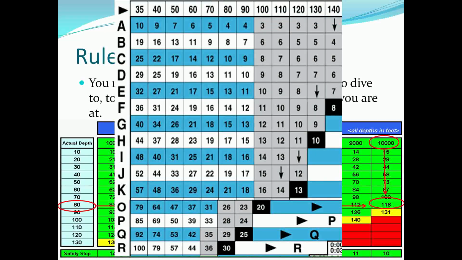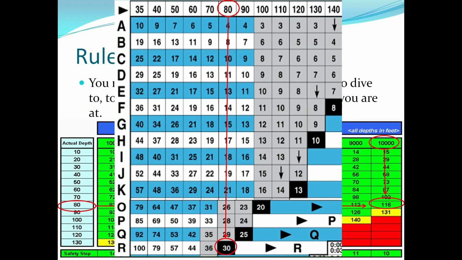So let's actually imagine how that would affect our dive planning. We are diving to 80 feet. If we were doing that at sea level using the RDP, this is just a cropped version of it. Hopefully you're very familiar with this table. If we were diving to 80 feet at sea level, our NDL would be 30 minutes.